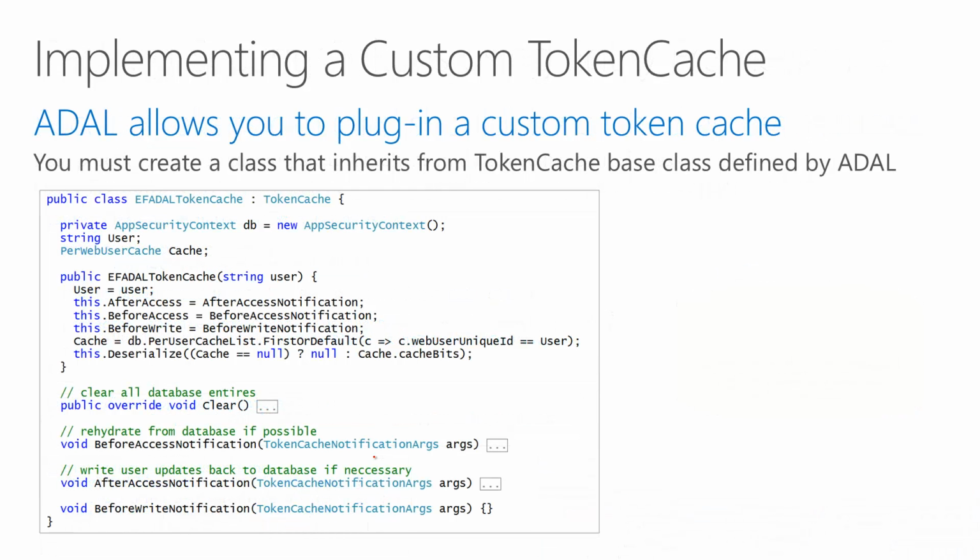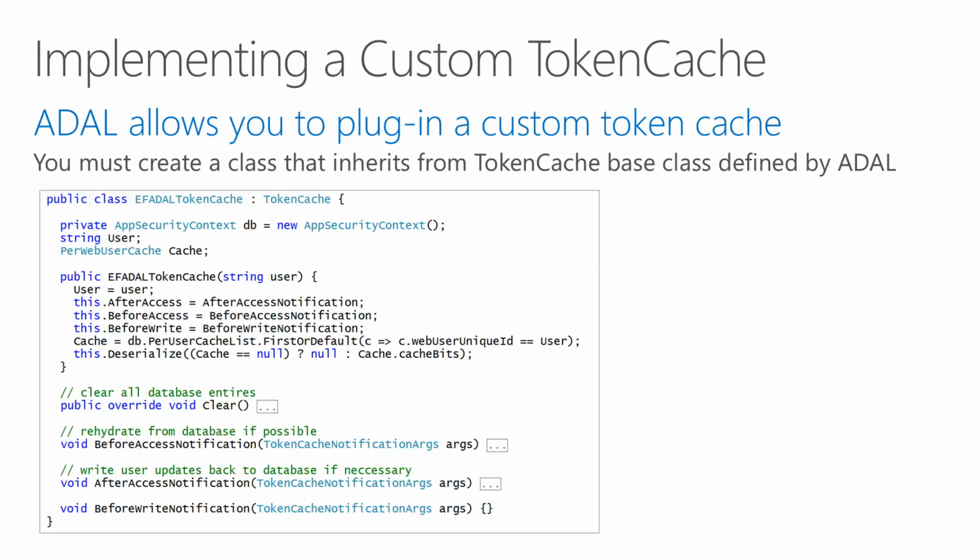Now, another thing we have to do is create a custom token cache. The reason for that is the Active Directory Authentication Library, or ADAL, provides you the ability to plug in your own token cache management system. And the way that you do that is you create a class that inherits from TokenCache. You add whatever custom logic that you want inside there, and then you're going to be able to pass this to the Active Directory Authentication Library.